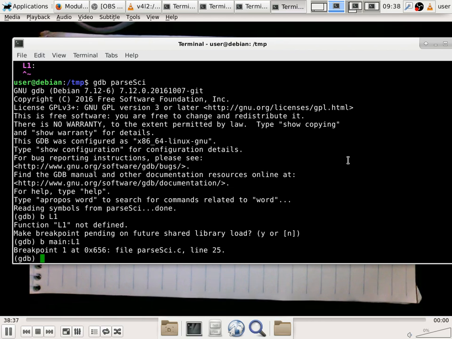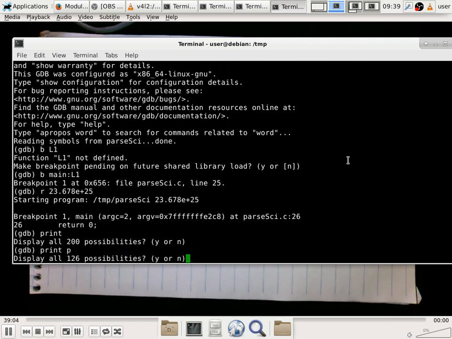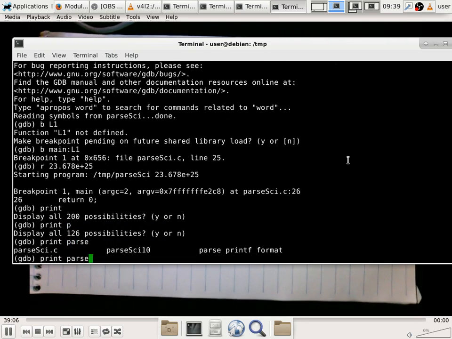Okay, so this is how you're going to debug your program. You say run and then give it a number like 23.678 E plus 25. There you go. You're going to run your program like this, press the enter key, and we are now at a breakpoint. When you're at a breakpoint, what you need to do is say print. Oh, I cannot remember how I named that structure. Did I name it parse sci10? Yep, I think so.